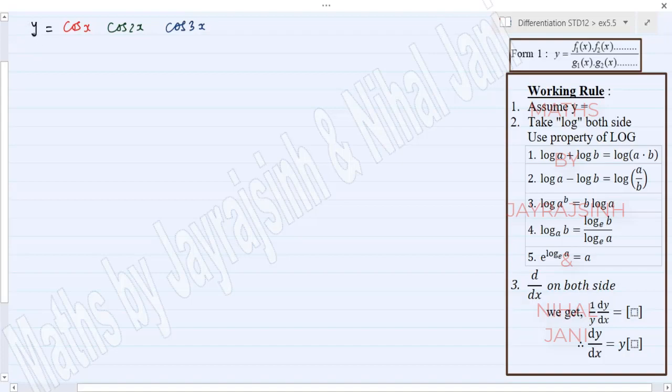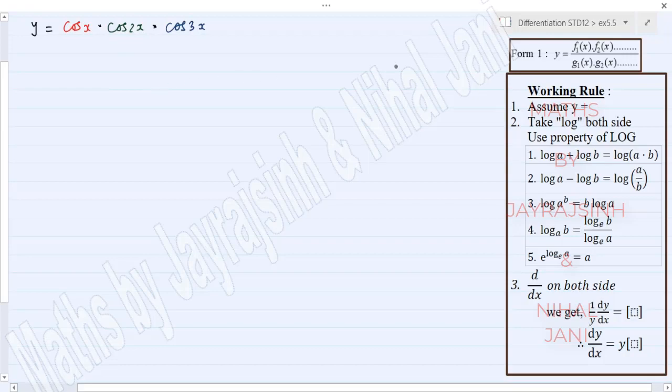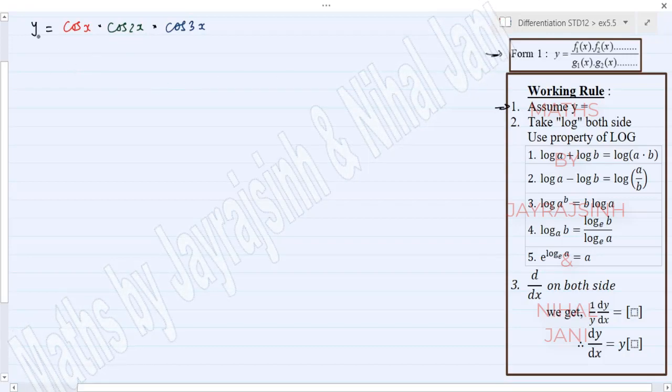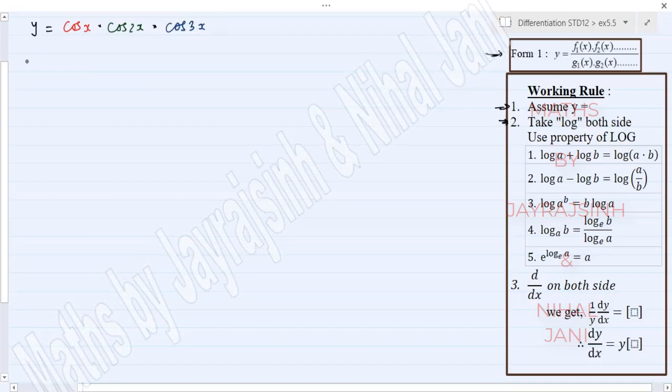In this question, we have y is equal to cos x into cos 2x into cos 3x. So we have three different functions in multiplication. So we can consider this as form 1. We already assume y is equal to our function.